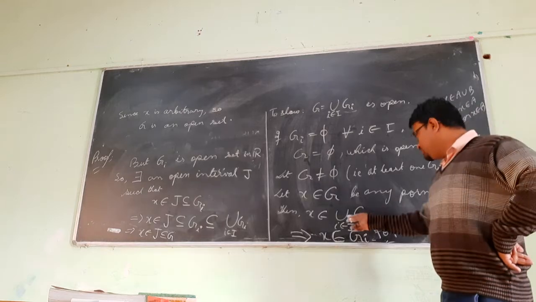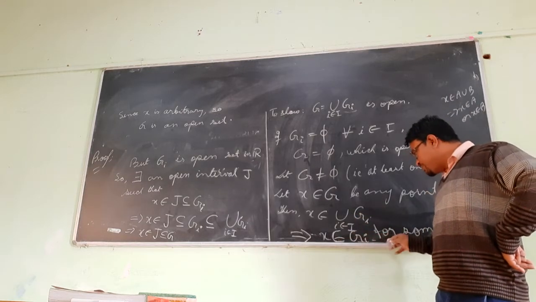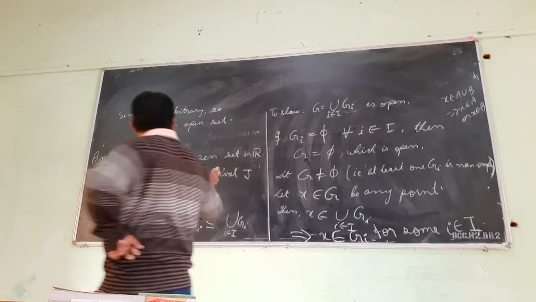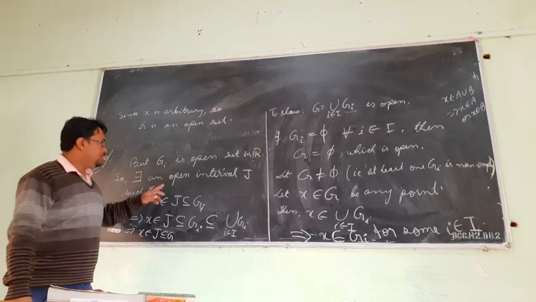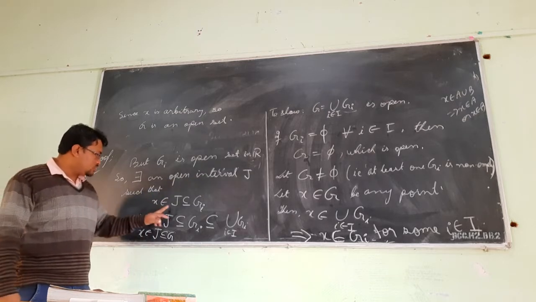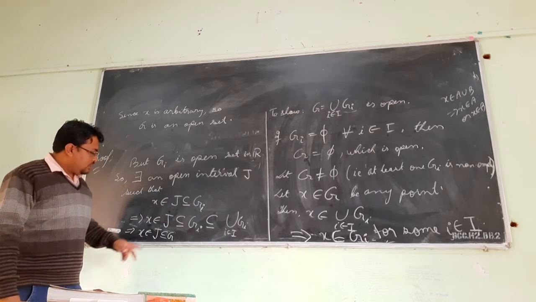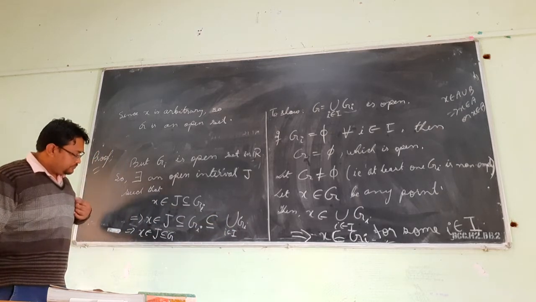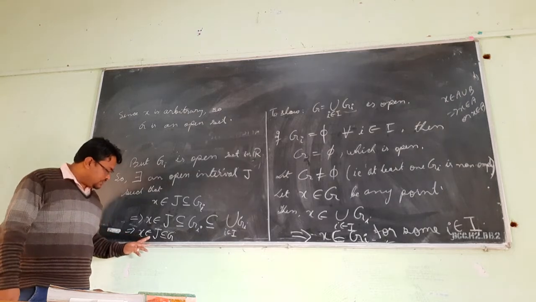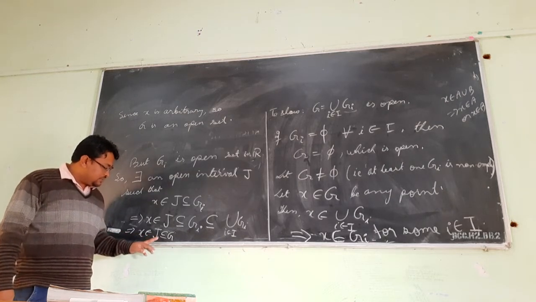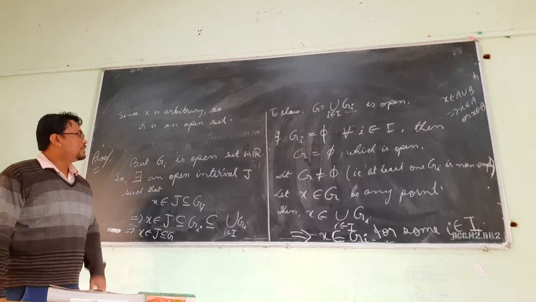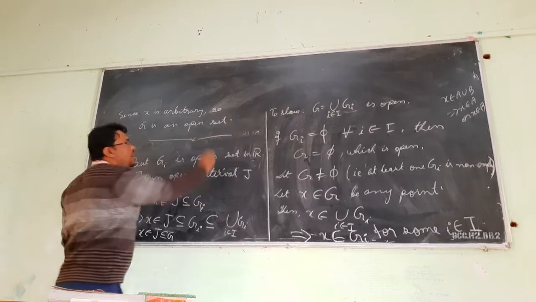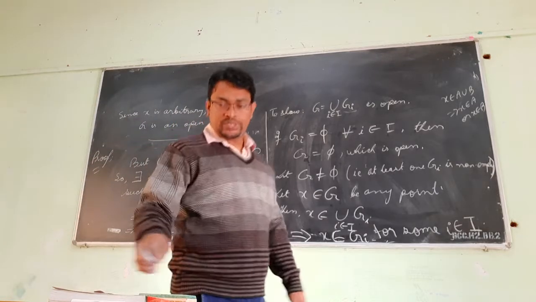X is in the union of this, so X will belong to one of the members, Gi for some i. But Gi is an open set in R, so there is an open interval J such that X belongs to J, which is a subset of Gi. But Gi can be written as a subset of the union of this. So X belongs to J, which is a subset of G. Okay, so G is an open set. So this is the truth: arbitrary union of open sets is open.